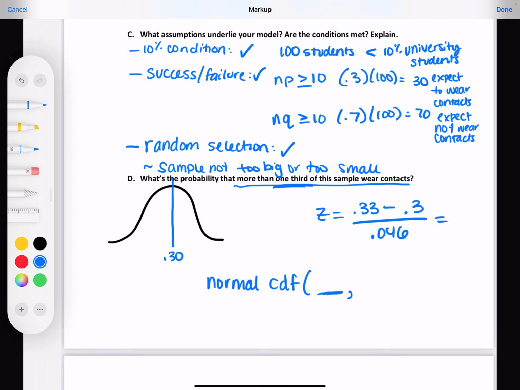0.33 minus 0.3. Did that whole thing. Answer divided by 0.046. What'd you get? Well, I got what y'all got, but that's not what was on my paper, so now I'm really confused. But anyways, I'm just confused as to how I got what I got.